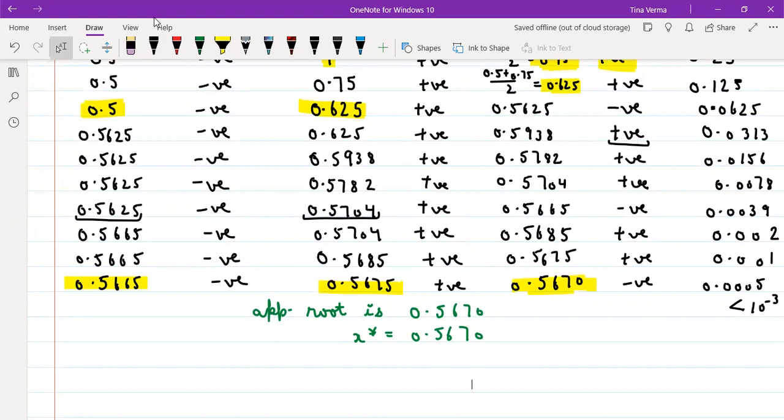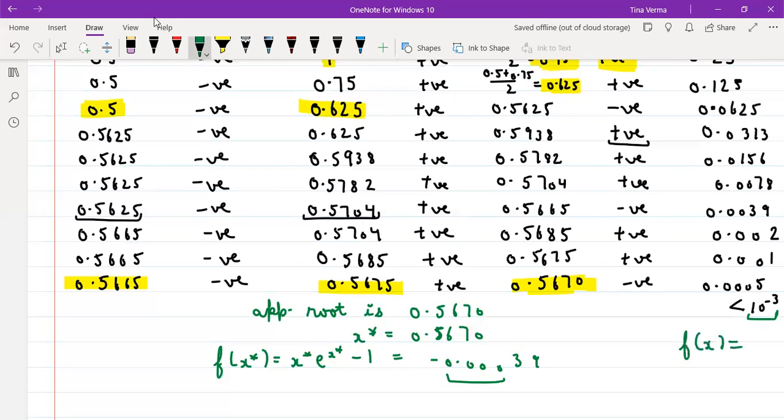If you want to check whether the calculation you have done is correct, you can substitute this x star into your function, that will be f(x star) = 0.5670 times e to the power 0.5670, minus 1. If you calculate at this 0.5670, the answer is coming out to be minus 0.00039. Because you have taken 10^-3, your answer is accurate up to 10^-3. So you can see, that is our solution when f of x equals 0. Because x star is my approximate solution, not exact, it is nearby zero, it will not be exactly zero because it is an approximated one.